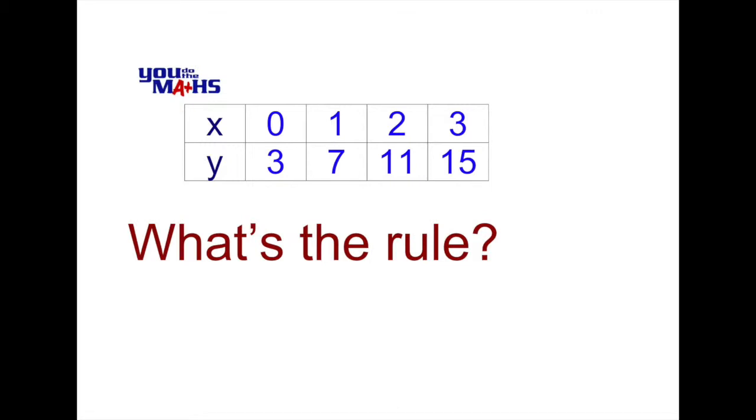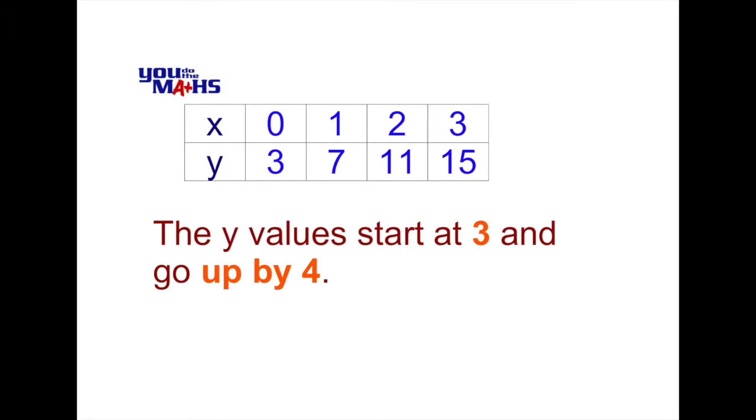Given a table of values, we're often asked to find a rule that connects those two values, in this case the x variable and the y variable, to see if there's some sort of pattern between them. Now we can see that the y values start at 3 and they go up by 4 each time.